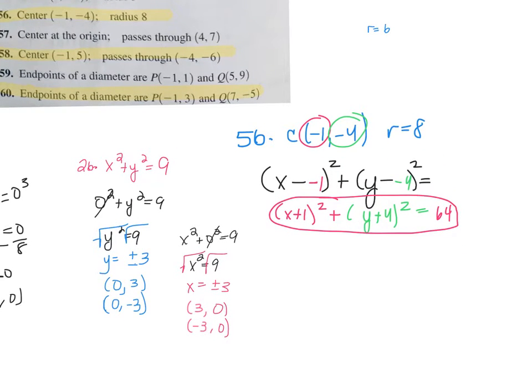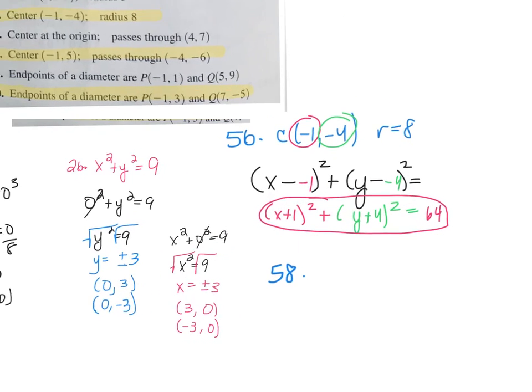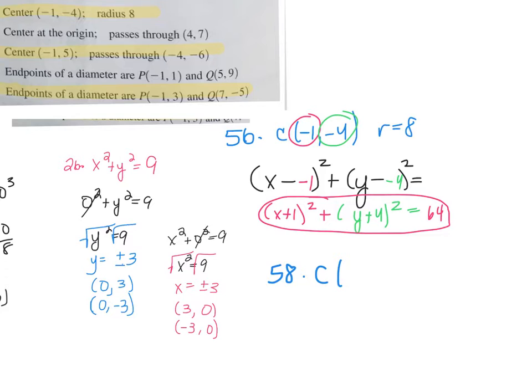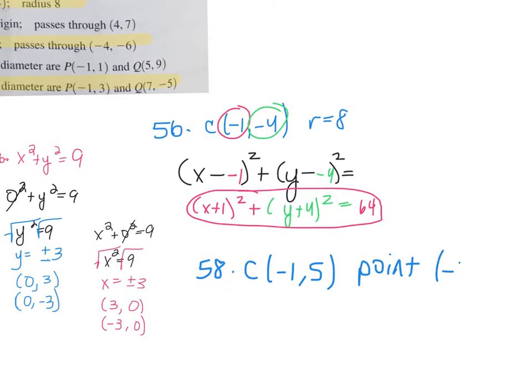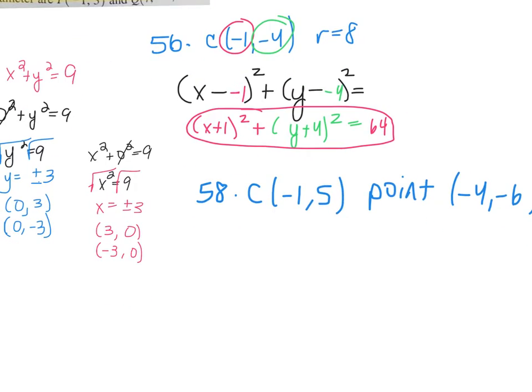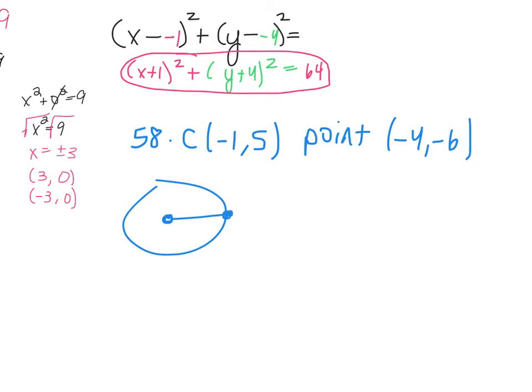All right, 58. 58 gives us a little less detail. 58 tells us that the center is at (-1, 5), and there's a point on the circle that's at (-4, -6). So what they're telling me is the center's right here, and there's a point over here. So what do I need to find? The radius.